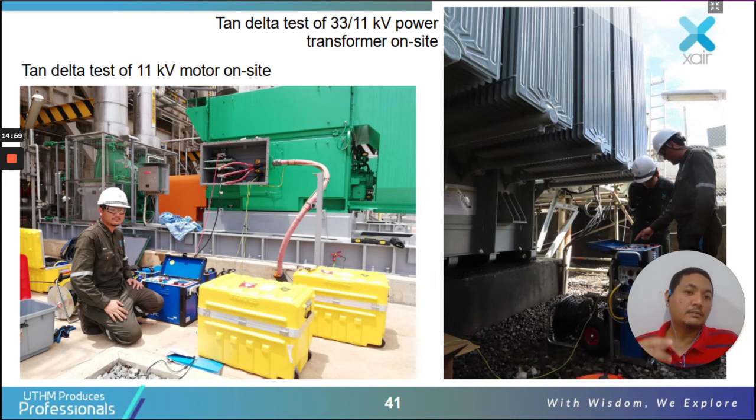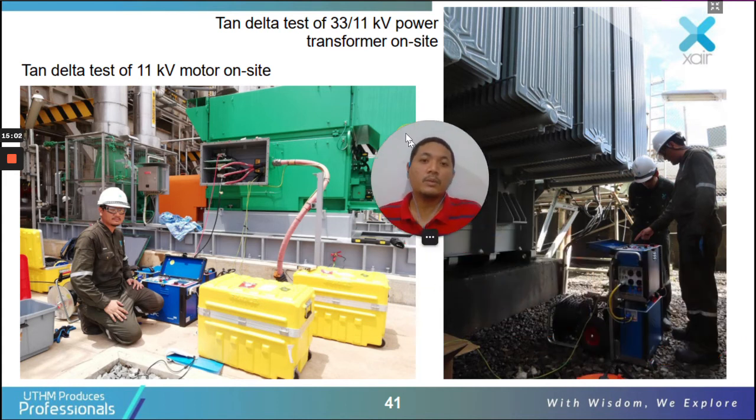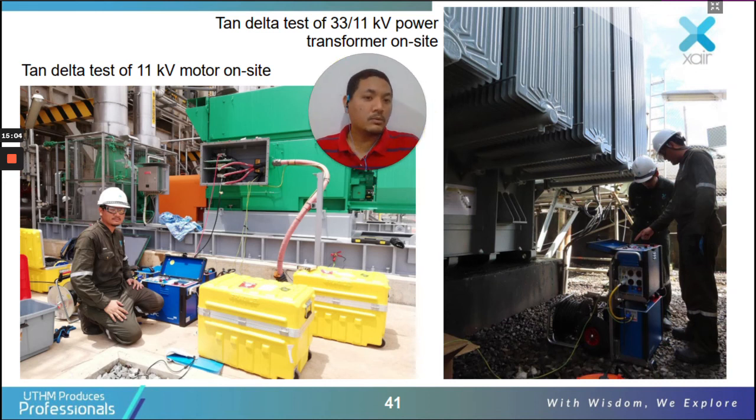And this is the same thing using the same equipment. We perform measurement on a power transformer. This is a 33/11 kV power transformer. Okay, so we perform tests on the insulation of the power transformer. In the previous case, we performed the tan delta test on the insulation of the stator winding of the motor.